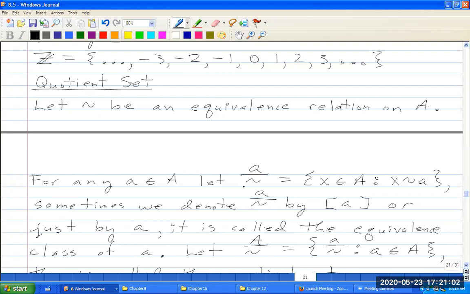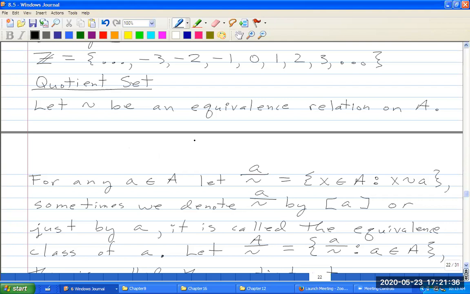Sometimes we denote A quotient this equivalence relation as, well, let's just say a little bracket, or just by A, such as 3 over 4 is the same as 6 over 8. So sometimes we don't put them in little brackets or whatever. We just say, well, they're equal.